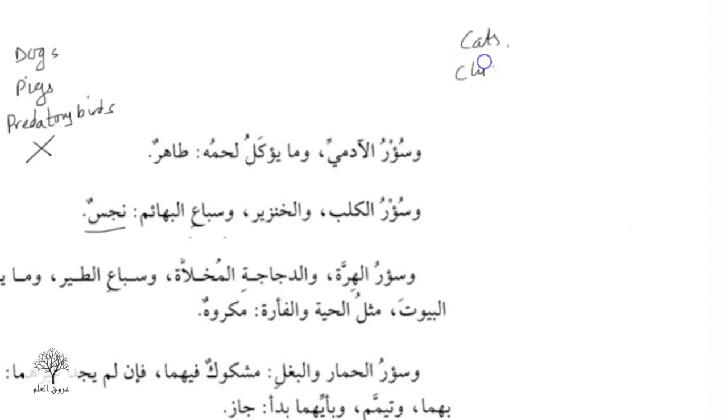Okay, what about chickens? Can we eat chickens? Yes. So if a chicken was to drink from water, what should the ruling of that water be? Think about that. And what about a predatory bird, like an eagle or a falcon or anything like that? Can we eat those? No. What about the ruling of its saliva? What should it be? So these are some things for you to think about.